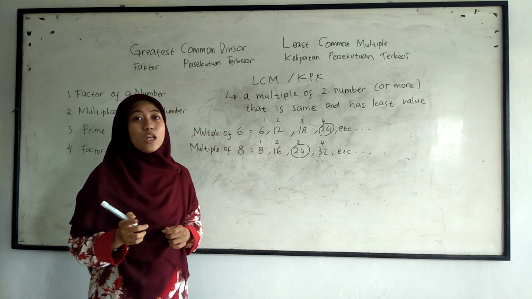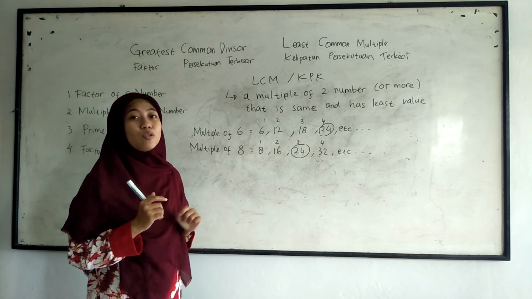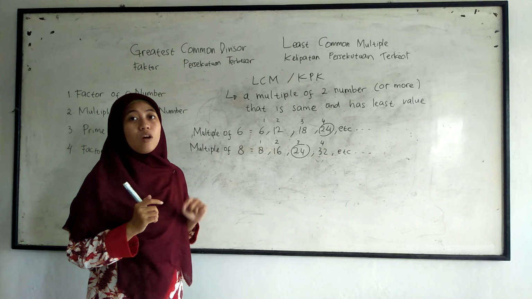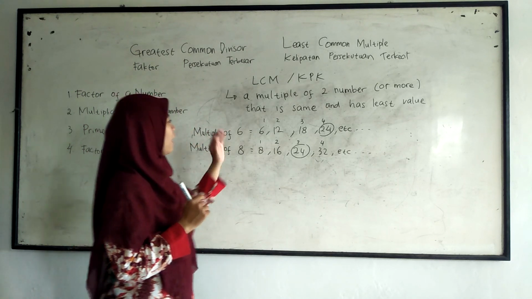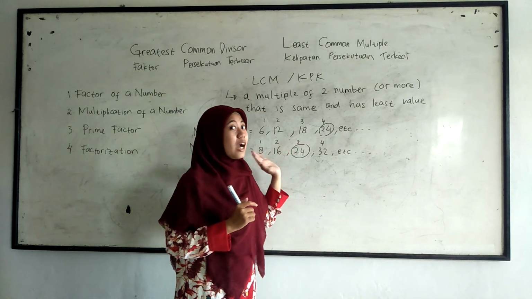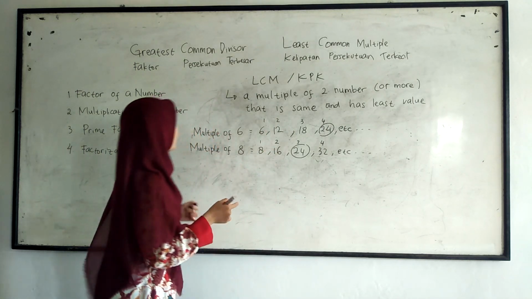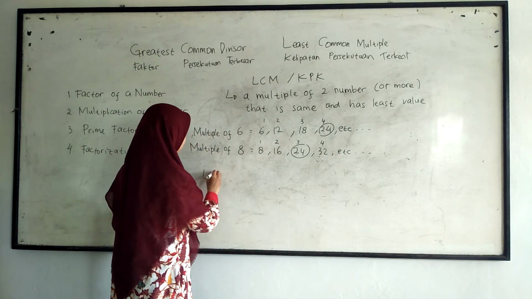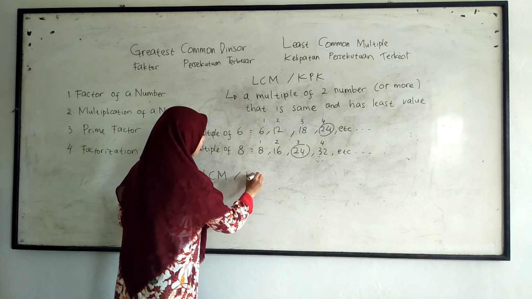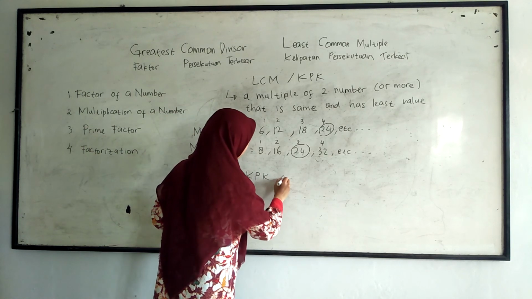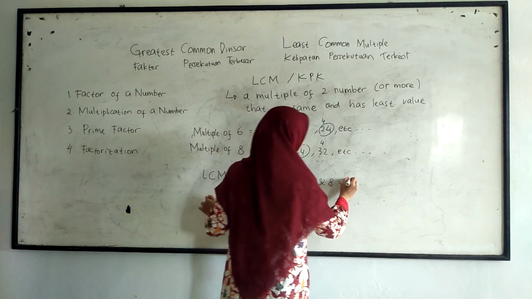And find out the least value of the common multiplication. Find the least value of the common multiplication of these two numbers. 24 is the common multiplication that has the least value. So, we got that least common multiple or KPK from 6 and 8 is 24.